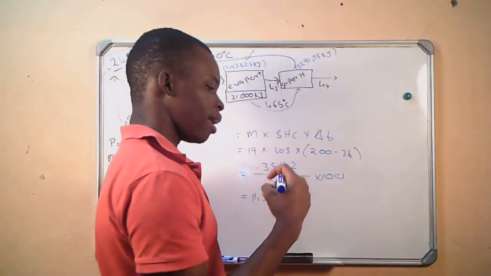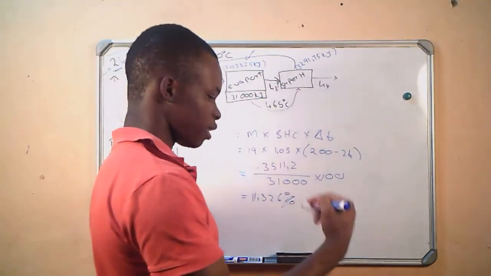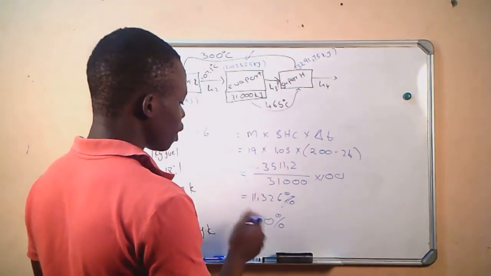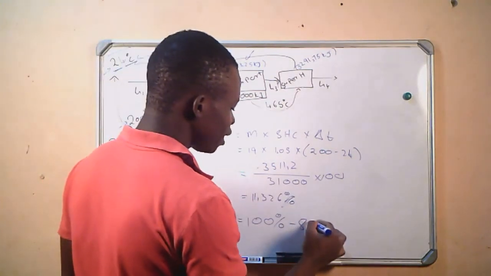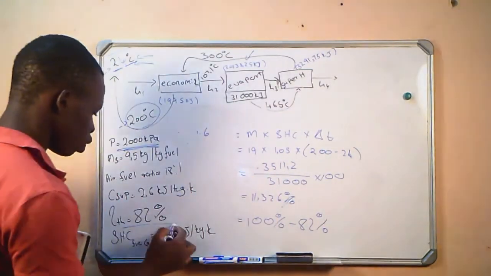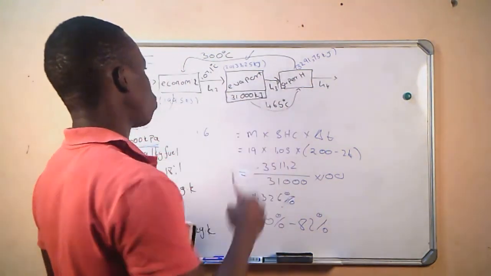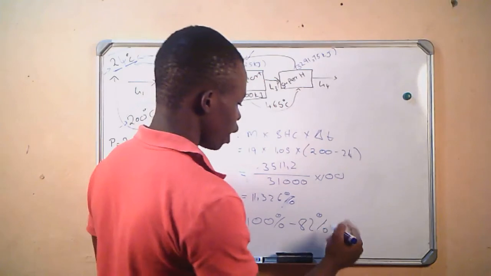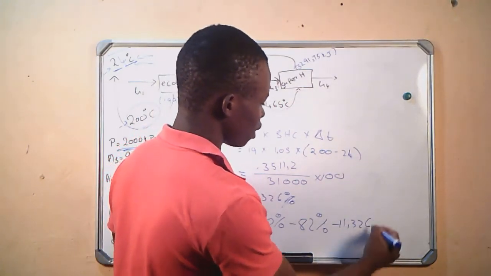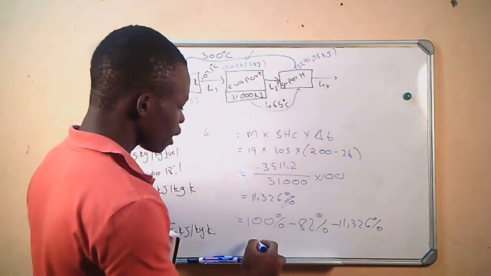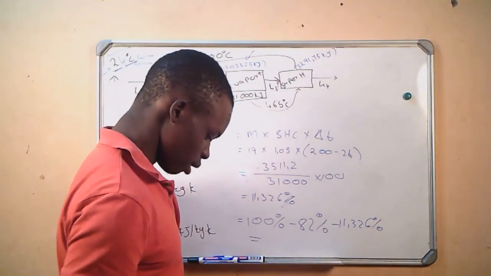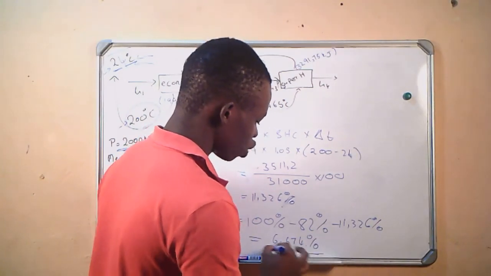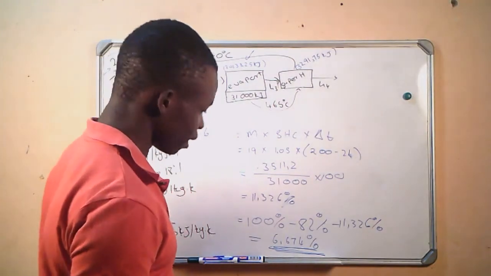And then they ask for the percentage heat loss unaccounted for. We are going to say from the 100% that was produced by the coal, 82% is what was used, according to the thermal efficiency that they gave us, to evaporate the feed water from what it was to becoming superheated steam. And we know that 11.326% was lost through the chimney. What are we left with? We are left with 6.674%, which is the losses that they say are unaccounted for.